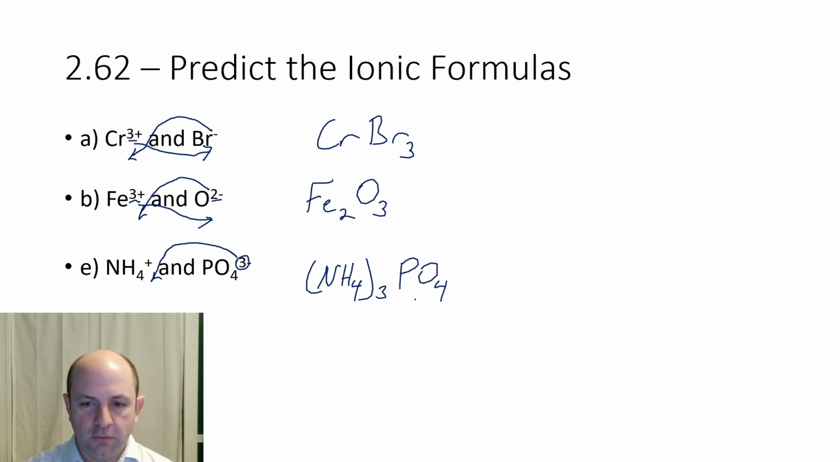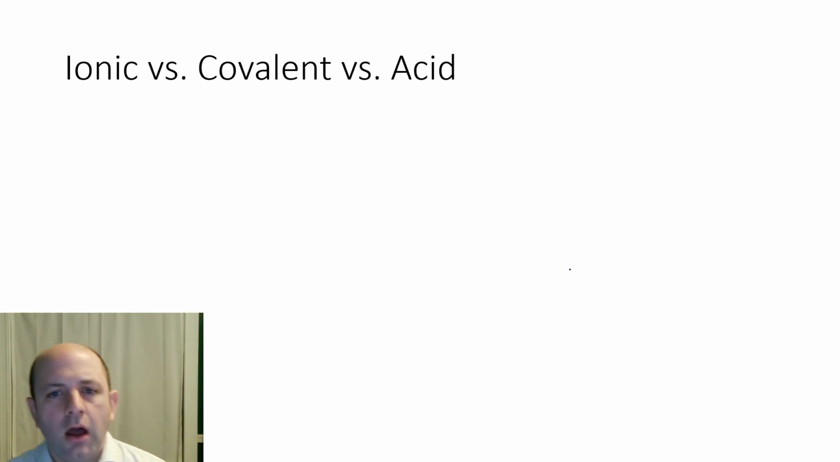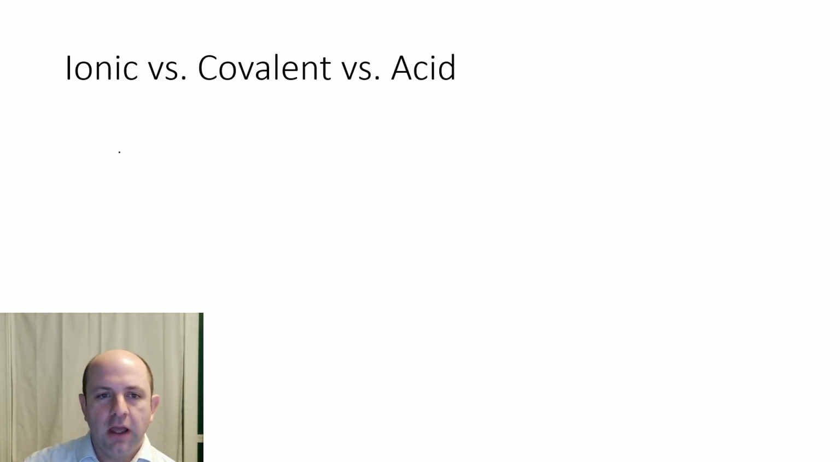When people see PO4, oh yeah, that's phosphate. It has to be. All right. For this next bit, before we get to the practice problem, I'm just going to review what we're looking for. How do we tell the difference between things that are ionic, covalent, or an acid?